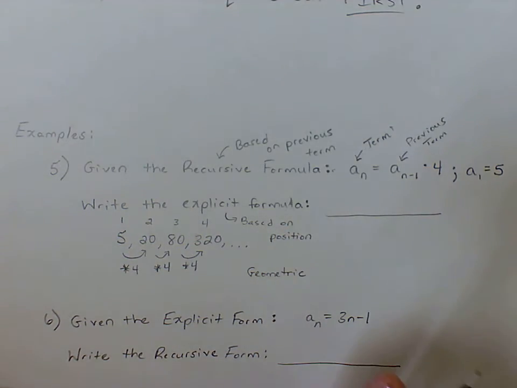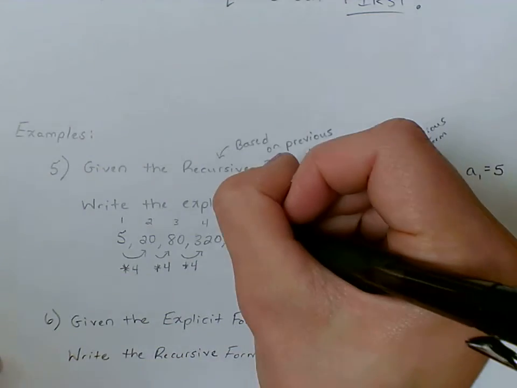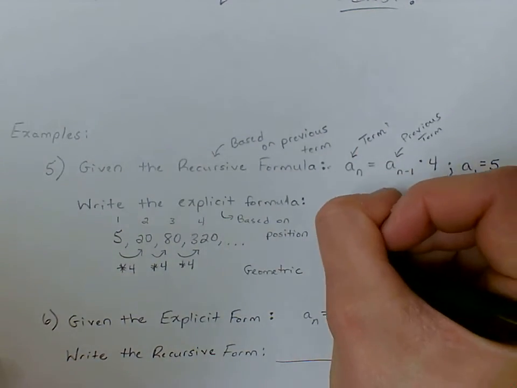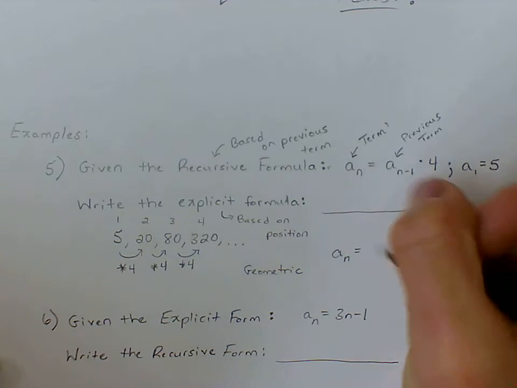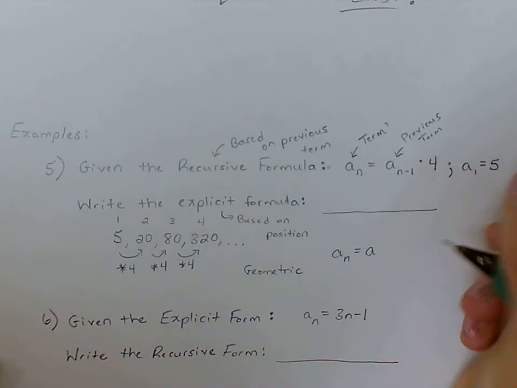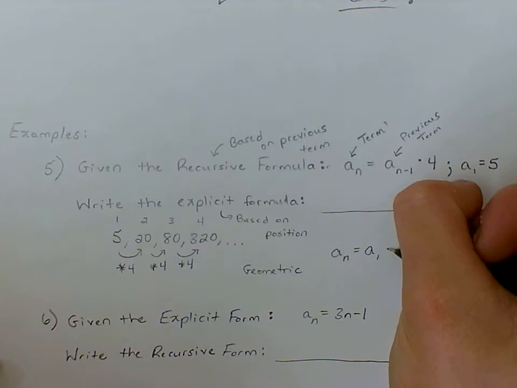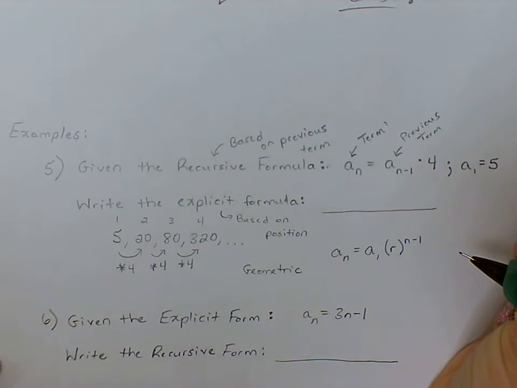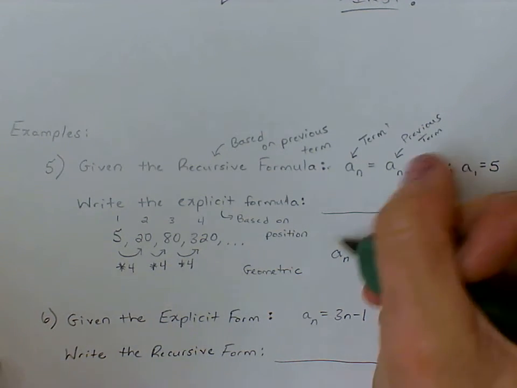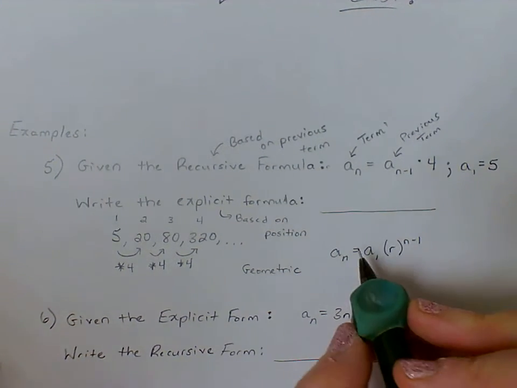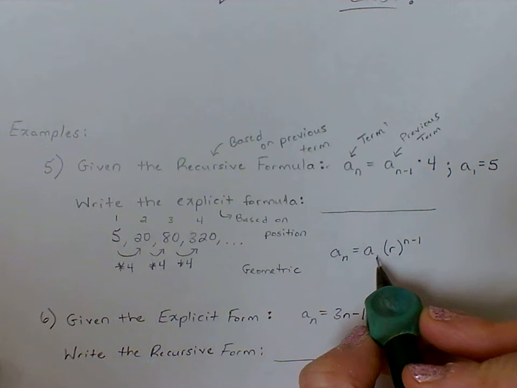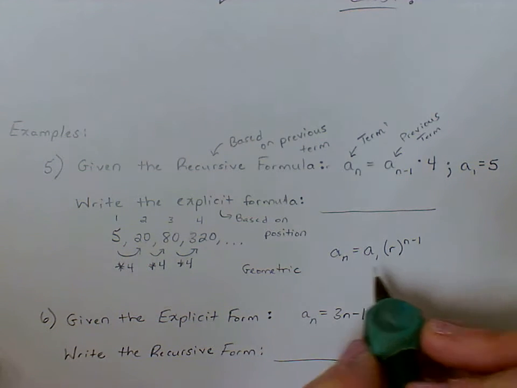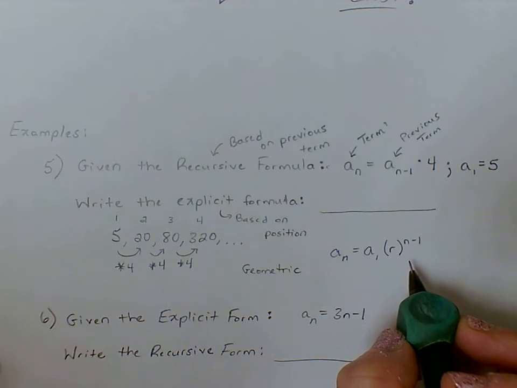If you need to go back and grab your notes so you can look up those formulas, then do that. But the geometric formula for the explicit form would be a sub 1 times your common ratio, taken to the power of n minus 1. If you're just writing the equation here, you're going to plug in the first term and then your common ratio, and then you'll have your equation, because nothing will really simplify from there, okay?